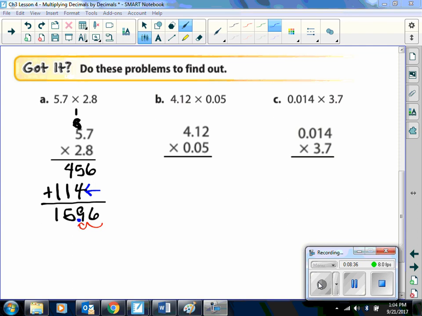All right, good question. Good question. When we are multiplying, we do not need to line up the decimals. Okay? All right, for example B, we have 4 and 12 hundredths times 5 hundredths. And once again, we're going to multiply like normal. Okay? So 2 times 5 is 10. Carry the 1. 5 times 1 is 5. Plus 1 is 6. And then 5 times 4 is 20.